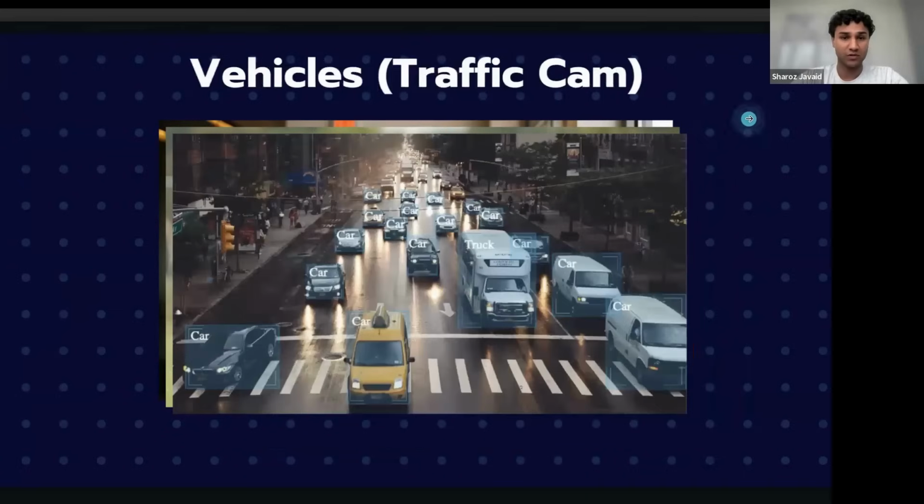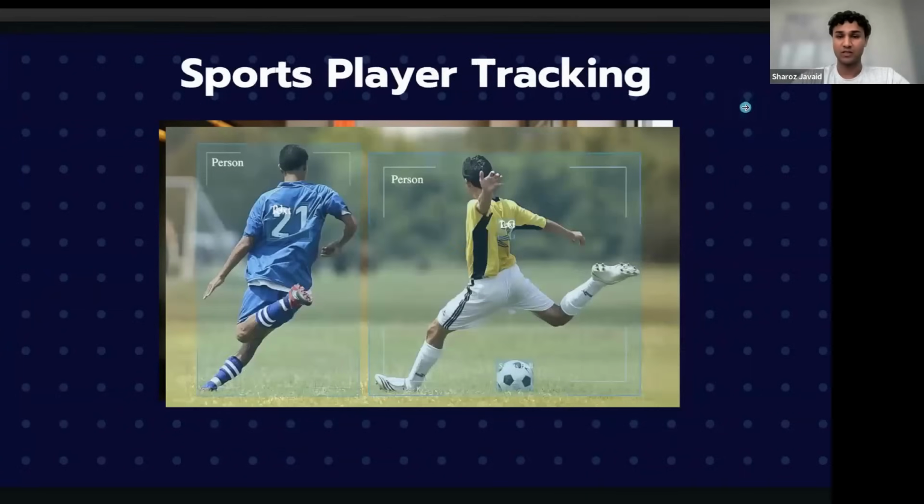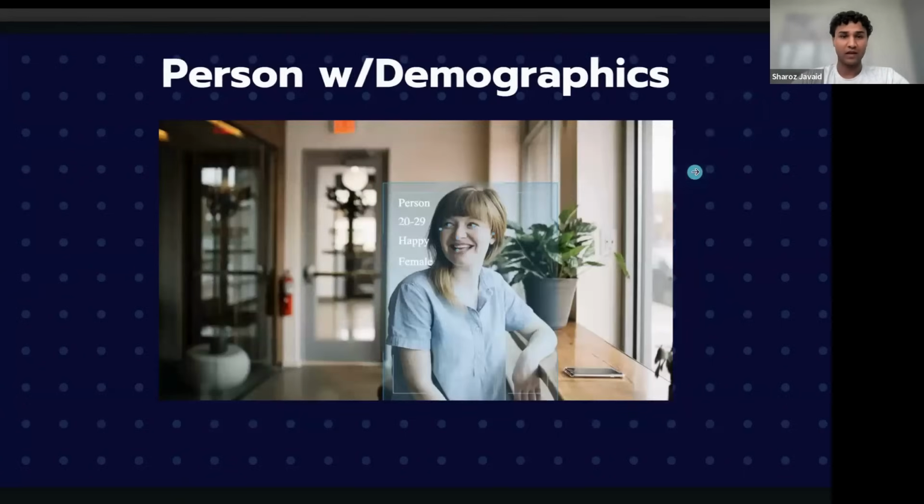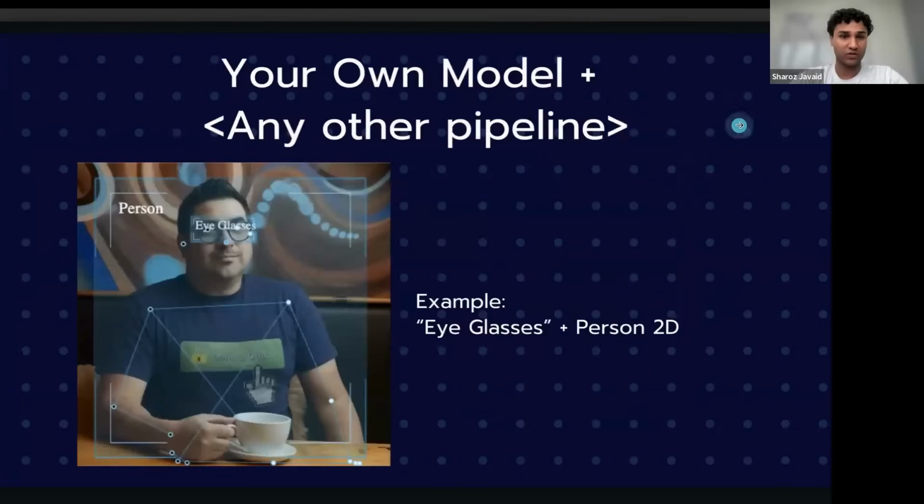Vehicles angled on traffic cameras, sports player tracking, detecting there's a person and following, combining that model with the OCR, and person with demographics. So if you're trying to gauge how old someone is or what their facial expression might be saying, some really cool stuff.